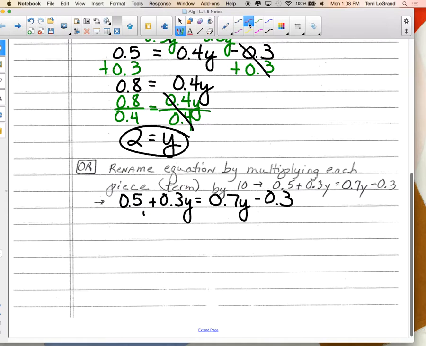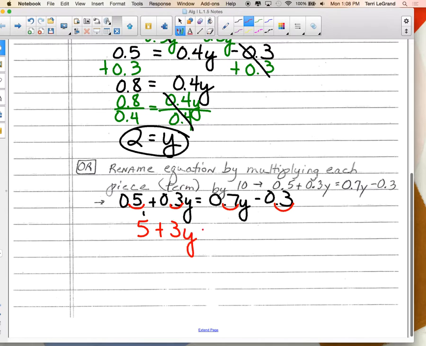Multiplying by 10, remember when you multiply or divide, you have to do it to every single piece of the equation. I don't care how many pieces there are. So we have to do it to the 0 and 5/10, the 0 and 3/10 y, 0 and 7/10 y, 0 and 3/10. Multiplying by 10, what shortcut is there for that? The decimal, right? How many places? One place, so we just go like this. What if all of them were decimals? Would we still have to move the decimal the same amount in all of them? Yes, we would.